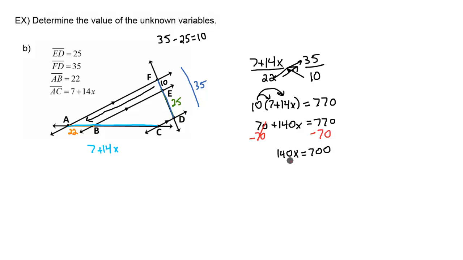And then to get x by itself, I need to divide out that 140. That goes away. That gives me 1x. Divide the right side by 140 as well. So I'm left with x equaling 5, because 700 divided by 140 is 5. So there's my answer.